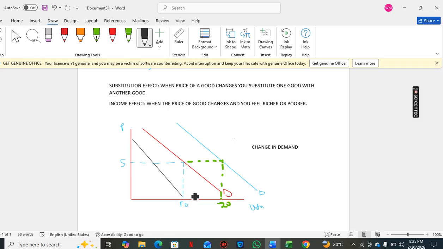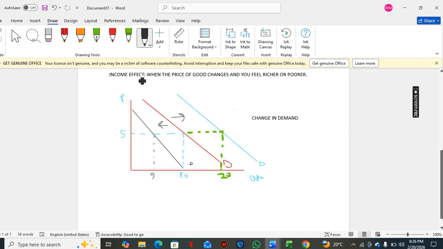This is a decrease in demand. Decrease in demand, shift to the left. Increase in demand, shift to the right. Alright? This is what we mean by a change in demand, when the demand curve is shifting.